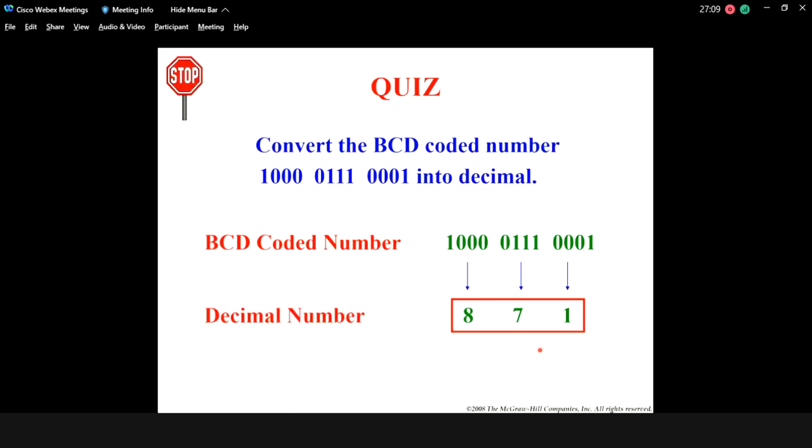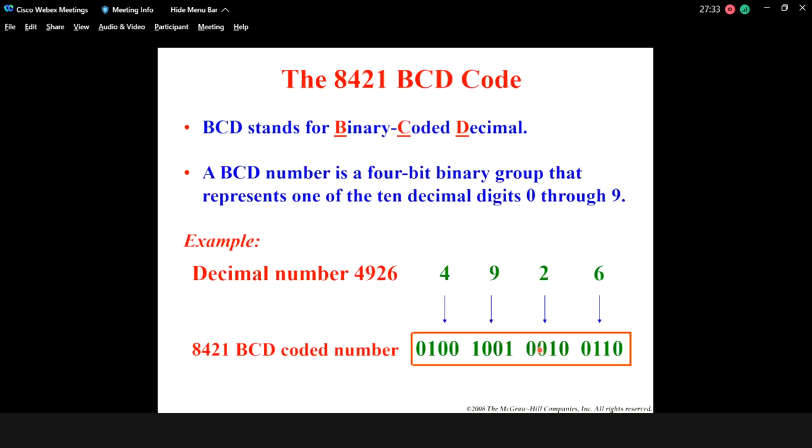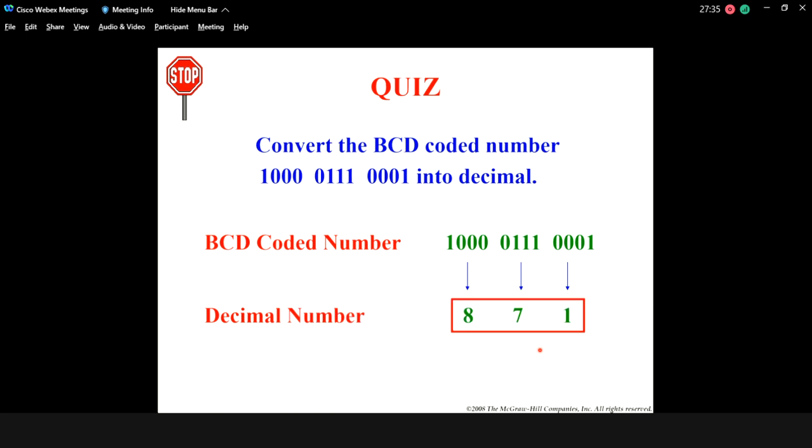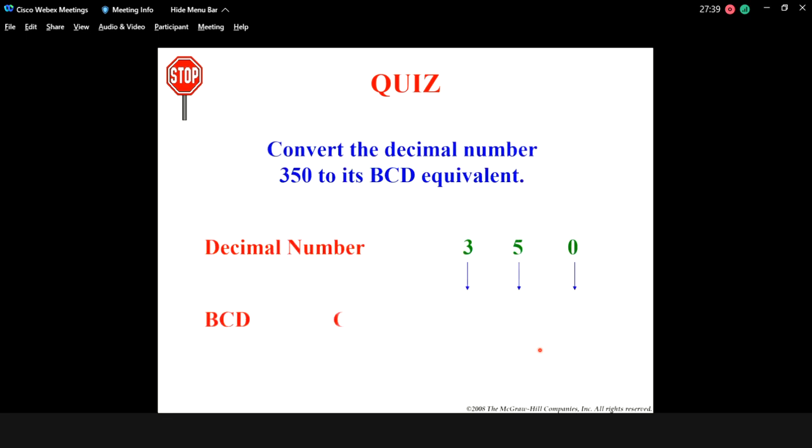So BCD is the IC or circuit to encode decimal to binary, binary to decimal. Also we have an encode IC, and then we also have a decode IC. We have binary, and we want to decode to decimal again.